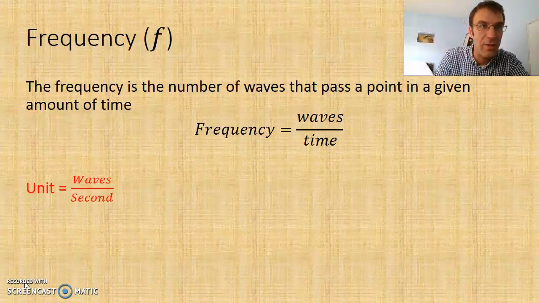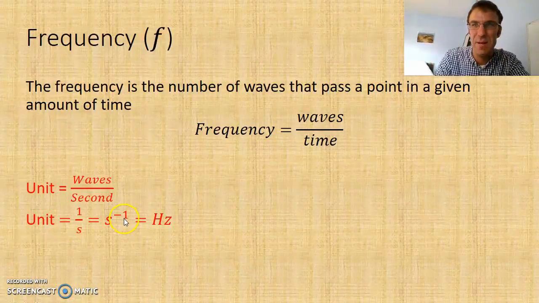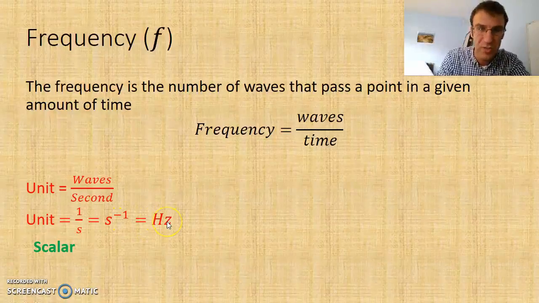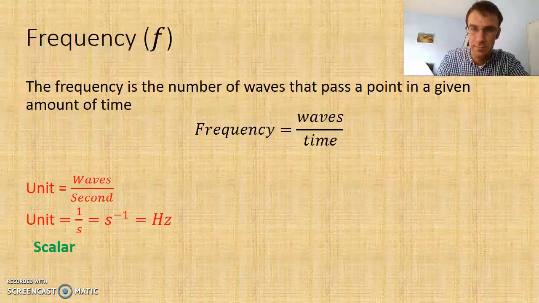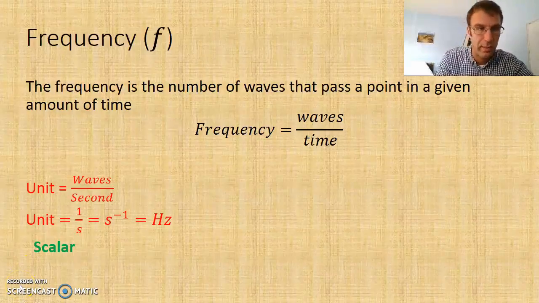As far as the unit goes, it's waves per second. Although we don't really say waves, actually, we tend to say it as like 1 over s or s to the -1. And because that's a pain in the backside, we call it hertz. HZ, hertz, after Hertz, I guess. And it's a scalar. I'm going to stop this slide in 3, 2, 1.